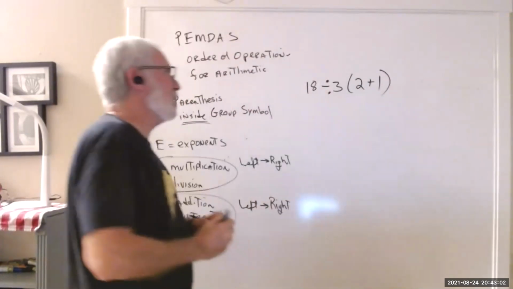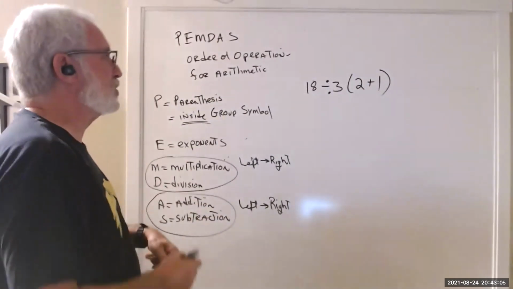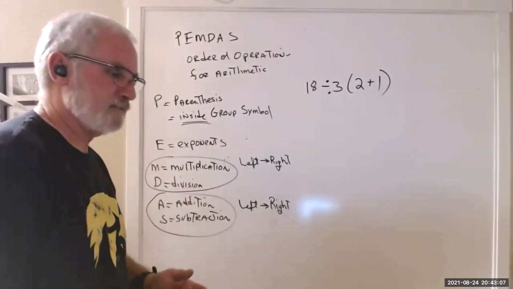18 divided by 3 times parentheses 2 plus 1. Take a second, work that one out.